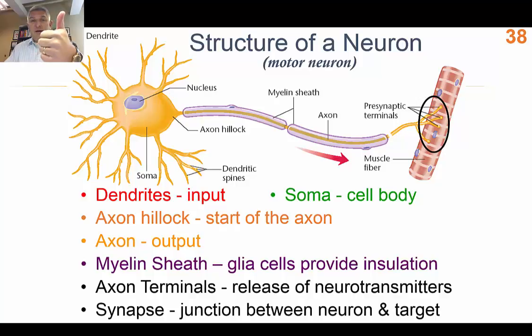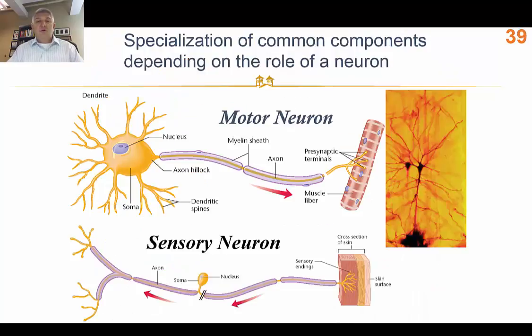So those are the basic parts. Every neuron has dendrites, soma, axon, axon terminal. 4 parts, common components. Okay? I say every neuron. There's always exceptions to the rule. Not every neuron has that, but almost all neurons have that. But neurons are specialized as well. So here we see our motor neuron compared to our sensory neuron.